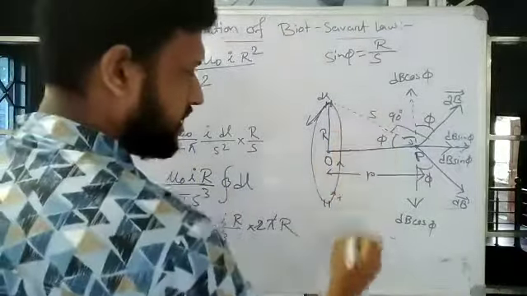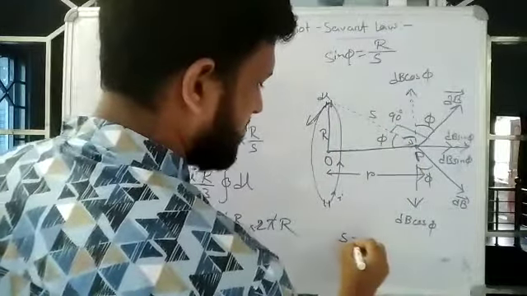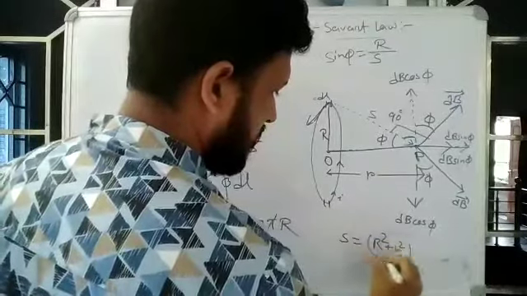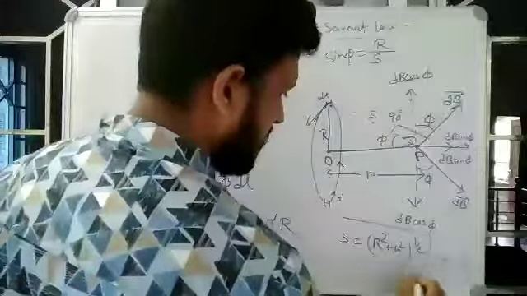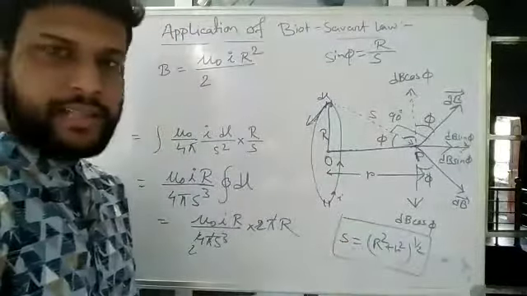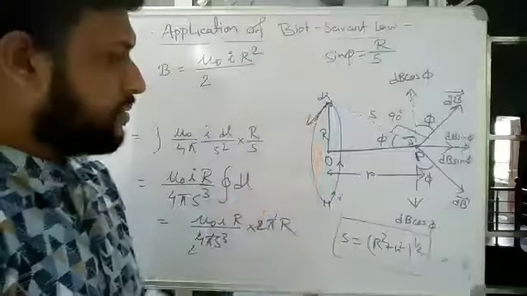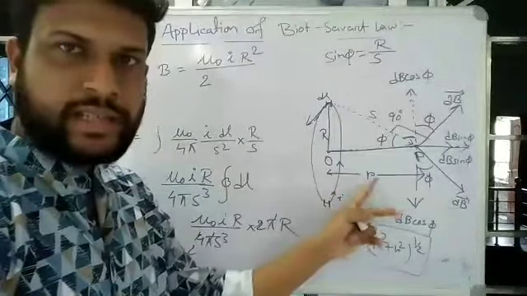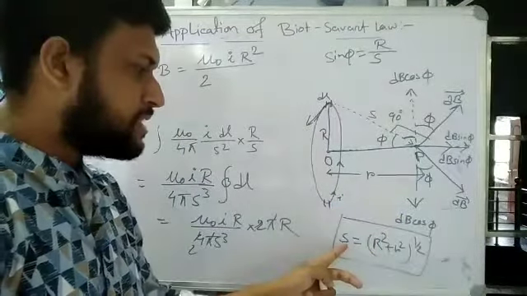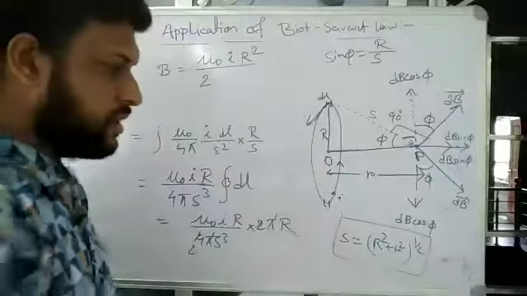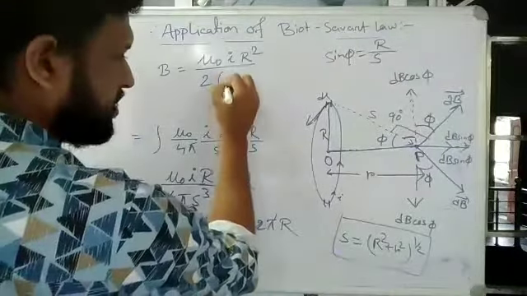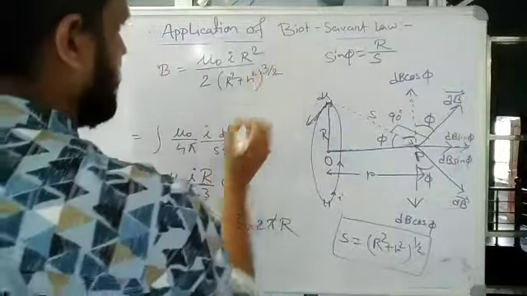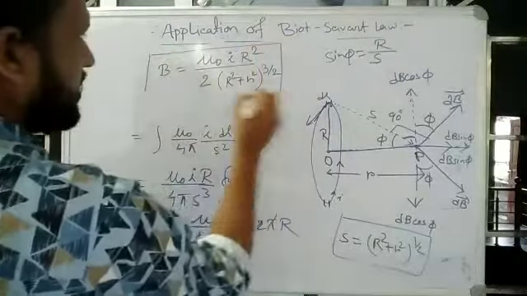S is the hypotenuse. From the triangle you can find s is R square plus r square to the power half, because we need to find the expression in terms of small r. This distance is provided, so I have replaced s by small r. If this is s, s cube will be R square plus r square to the power 3 by 2. This is the desired expression.